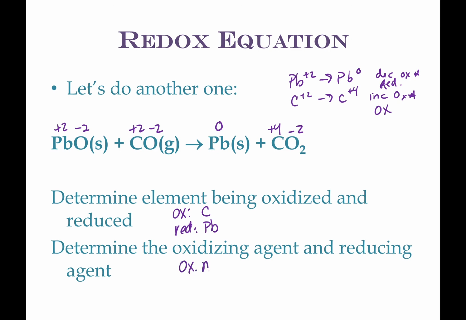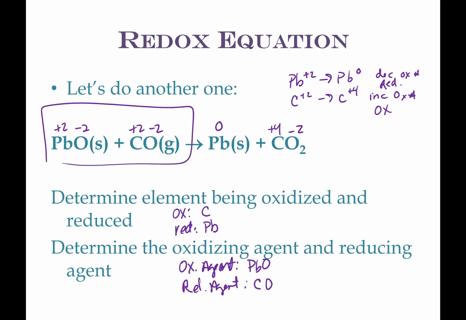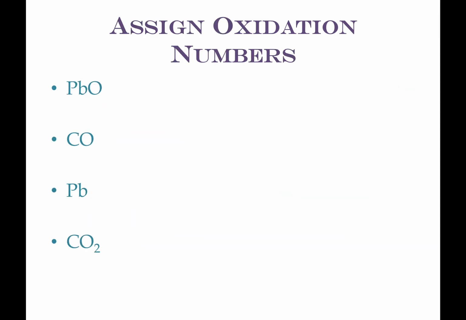Oxidizing agent contains the element that was reduced, so we're looking for the one that contains lead, PbO. Reducing agent contains the element that was oxidized, so whatever is with carbon on the reactant side. Remember, all of your answers come from the reactant side. Good.